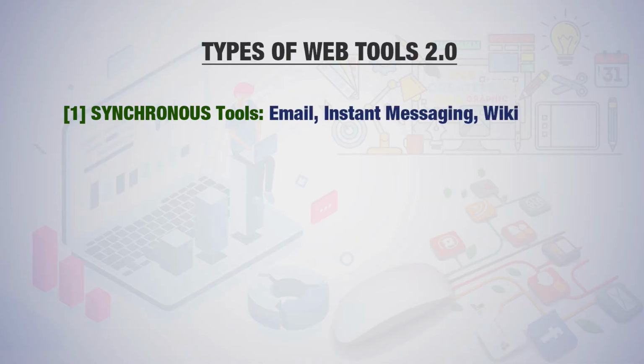Examples are email. A person can inform another person directly by sending an email, and that happens in just a click, in less than a second. And the other web tool is instant messaging. Instant messaging, our very own WhatsApp, is also a synchronous web tool.